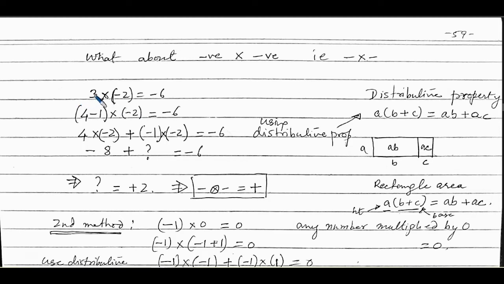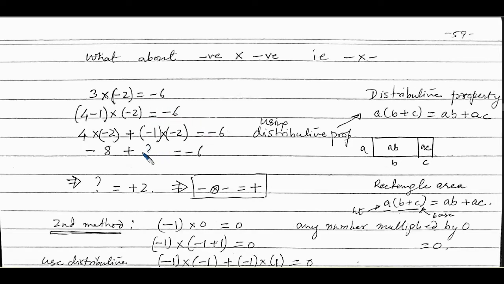By now we know that 3 into minus 2 is minus 6. I write this 3 as 4 minus 1, into this minus 2. This is also minus 6. So now I use the distributive property, that is a into (b plus c) is a into b plus a into c, which I write here. So here I write 4 into minus 2 and minus 1 into minus 2. So I know that 4 into minus 2 is minus 8 and for minus 1 into minus 2, I have put a question mark here because I don't know what minus into minus is. And this is equal to minus 6, which I have taken here.